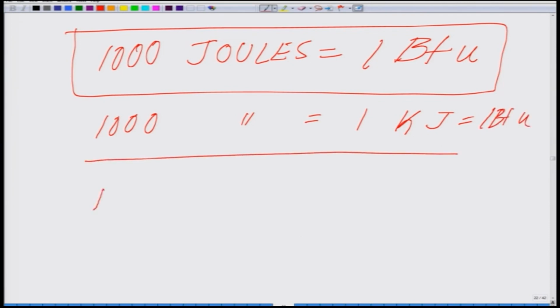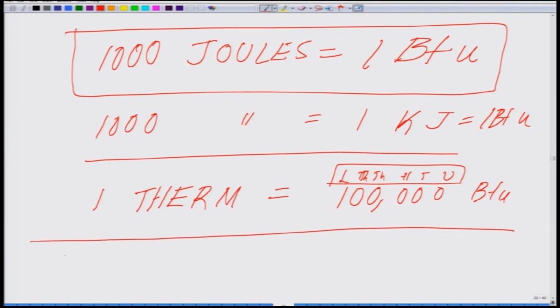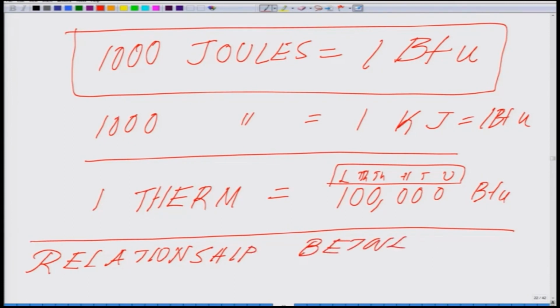Similarly, there is another unit called 1 therm. 1 therm is equal to 100,000 BTU, that is, unit, 10, 100, 1000, 10,000, lakh. So, 1 lakh BTU is equal to 1 therm. That is the relationship between joules and BTU.